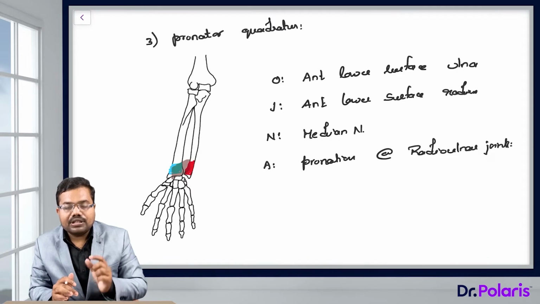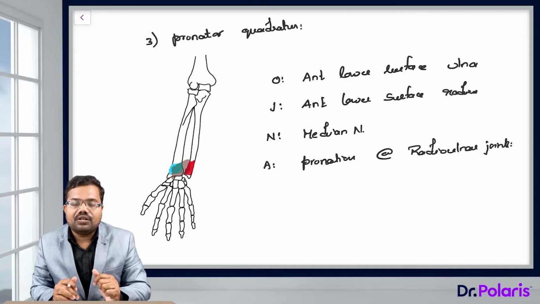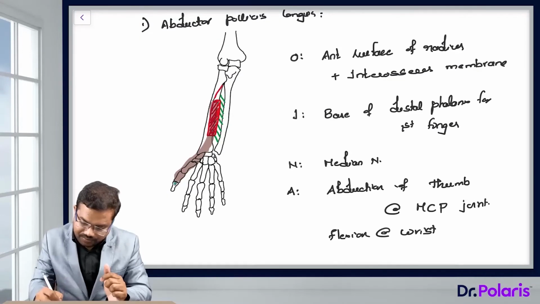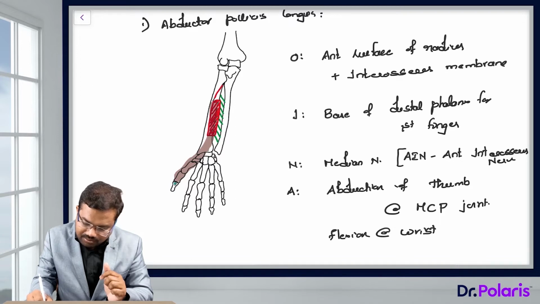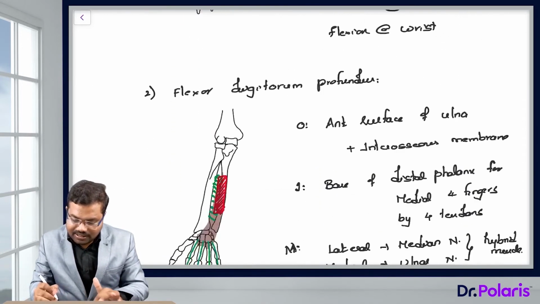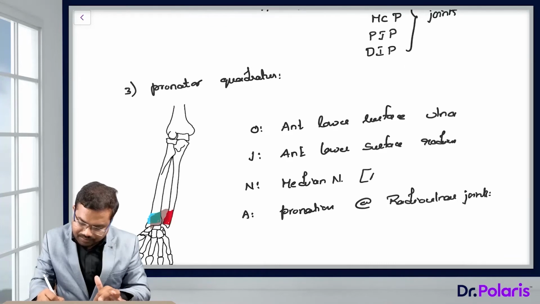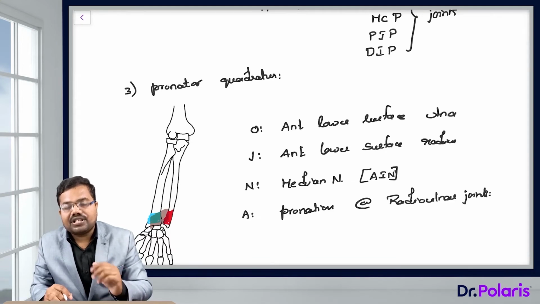In all the deep muscles, as we said, they are supplied by the median nerve. Which branch of the median nerve is also important. That is called the anterior interosseous nerve, simply called AIN, anterior interosseous nerve, which is a branch of the median nerve. This anterior interosseous nerve supplies all the deep muscles in the anterior compartment, whereas the remaining superficial group is supplied by the main trunk itself.